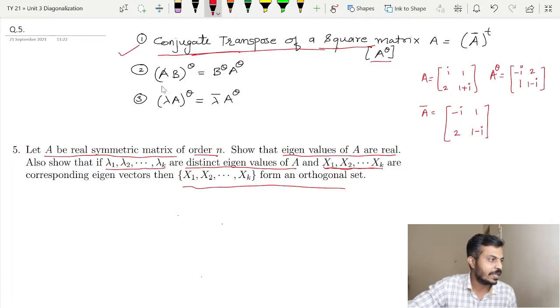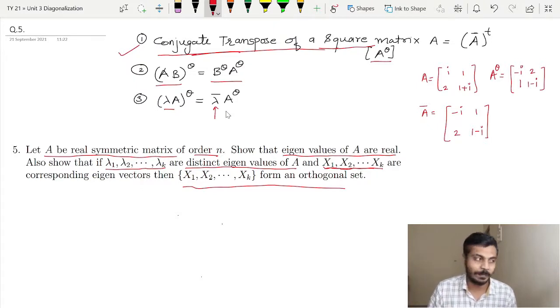Again, we will need a few properties like (AB) raised to theta is equal to B raised to theta, A raised to theta, or you can say the conjugate transpose of AB is equal to the conjugate transpose of B multiplied by the conjugate transpose of A. Next, the conjugate transpose of lambda A is equal to lambda bar, the complex conjugate of lambda, multiplied by the conjugate transpose of A. Whenever you have a scalar multiplied by a matrix and you take the conjugate transpose and bring the scalar out, it simply becomes the complex conjugate of that scalar.